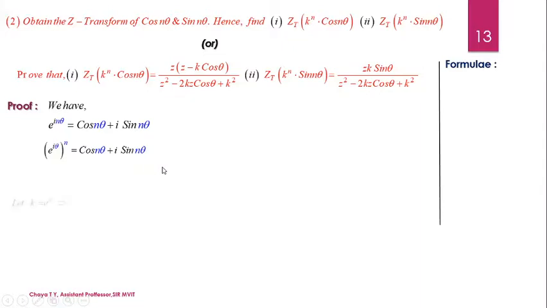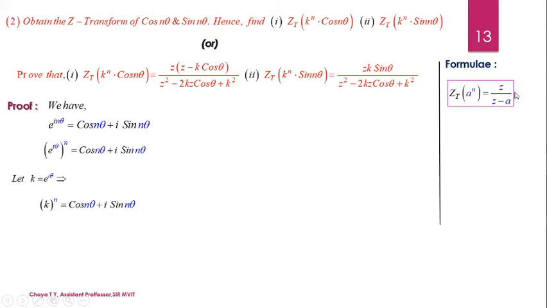Now we have a standard z transformation function which we are going to consider. So for our convenience, let us consider the term e power of i theta as k. So when I use the substitution, the previous expression becomes k to the power n, which is cos n theta plus i sin n theta.